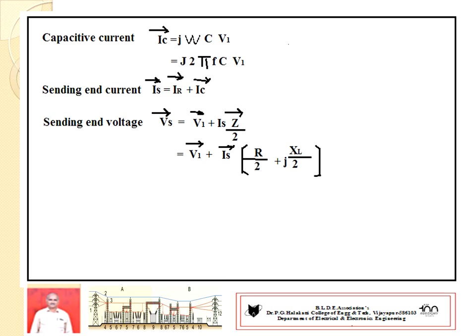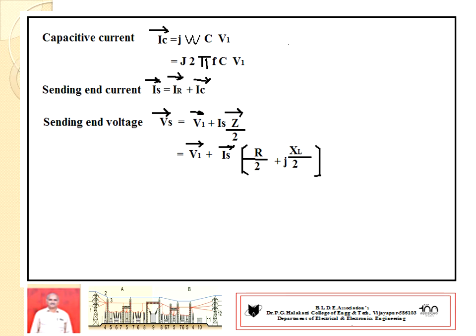So capacitive current is equal to j omega C into V1. So omega you can replace with 2 pi f, C into V1. That is the calculation of capacitive current. After knowing the capacitive current, the vector sum of IR and IC gives the sending end current.